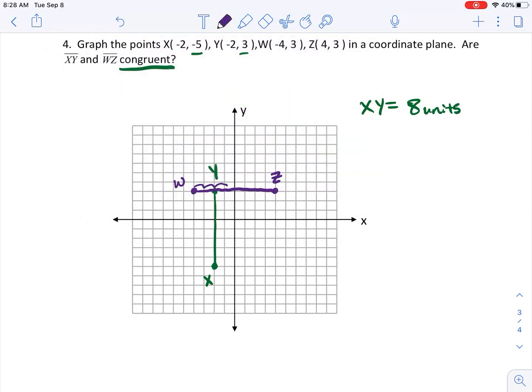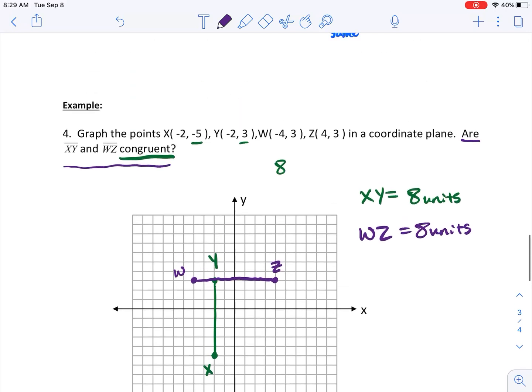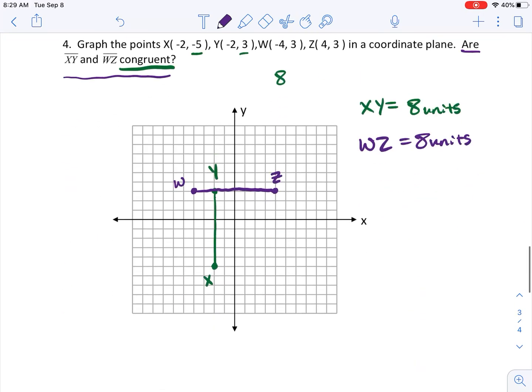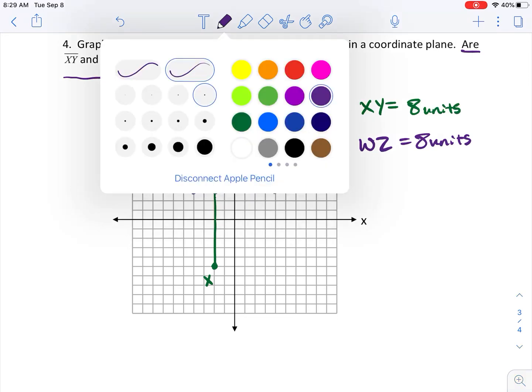And then the next one, and our last one here, I would do the same thing. 1, 2, 3, 4, 5, 6, 7, 8. So I would also get 8 units for WZ. And so our final answer, are these segments congruent? Let's check up here. They're segments that have the same length. So we will check, did we get the same length? We did, we got 8 and 8.